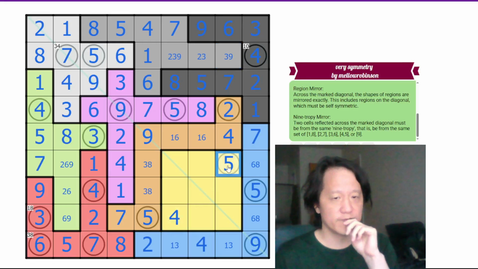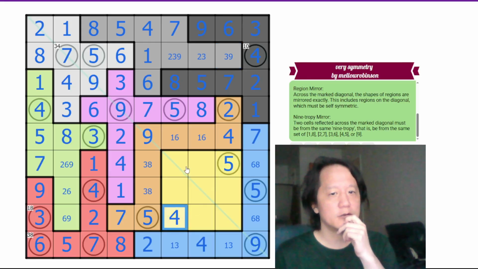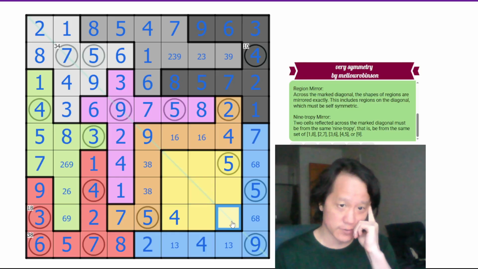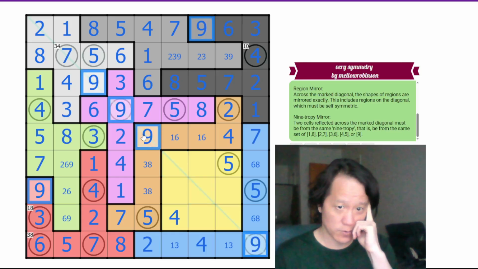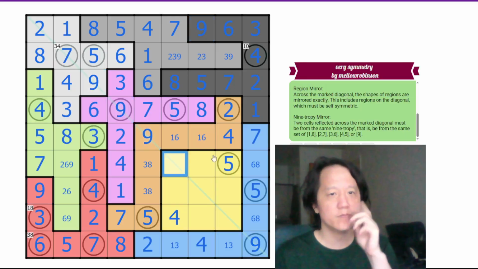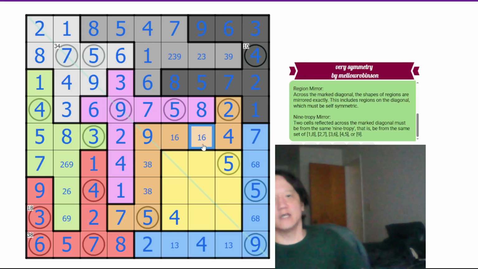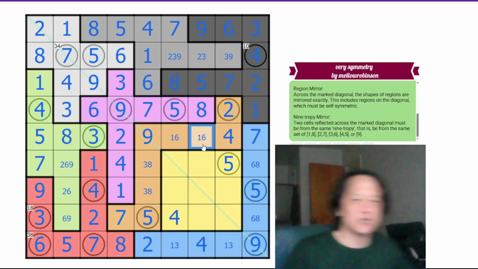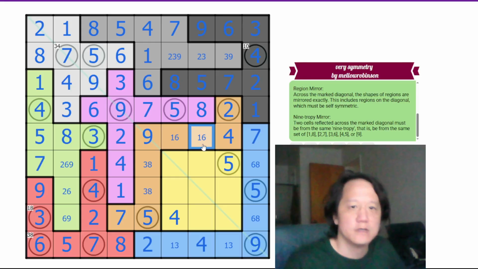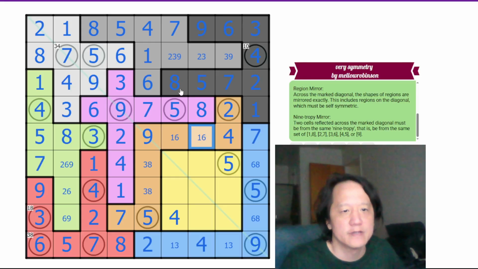Okay, 5 and 4. 9 has to be somewhere on this diagonal here. We still can't have them matching the number of cells seen. But I don't think that's... I'm not seeing that right now.